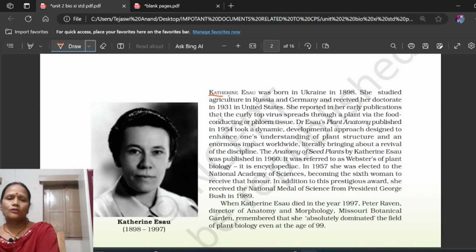related to this topic. Katherine Esau was born in Ukraine in 1898. So we have to know the name of the scientist also with more importance, because these all things are very well taken in competitive examinations: who was the scientist Katherine Esau, and what was her specialization. She studied agriculture in Russia and Germany and got a doctorate in 1931 in the United States.